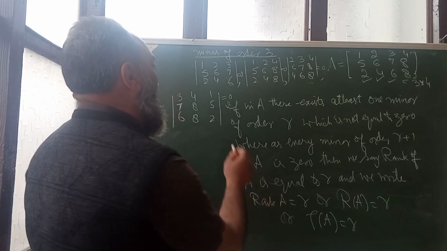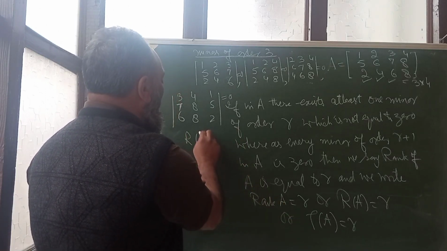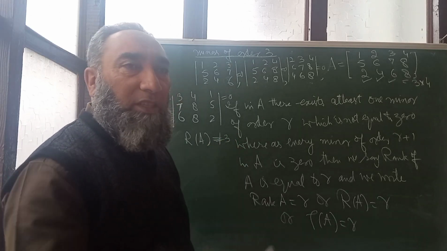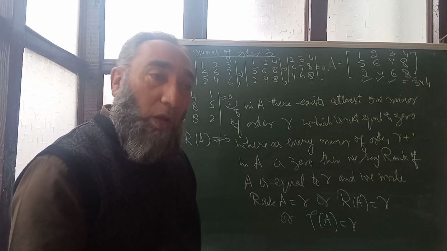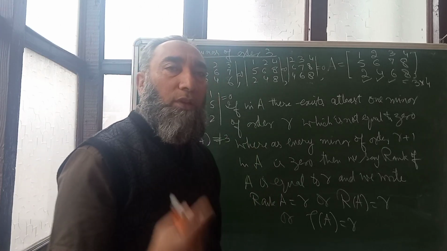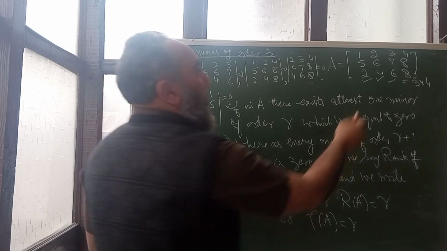So rank cannot be 3 even. So rank of A cannot be 3. So for 2 we have to see every minor of order 2. But if there is at least one minor of order 2 which is not equal to 0, then we say rank of A is 2. See, this is a minor of order 2.